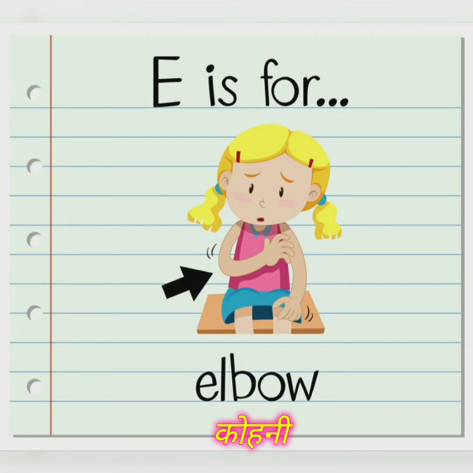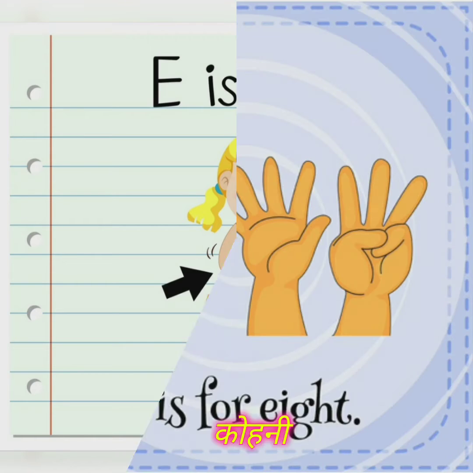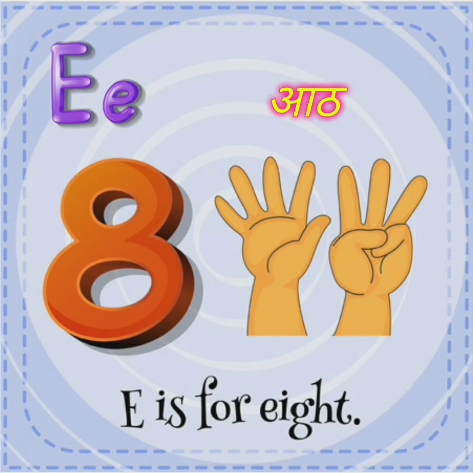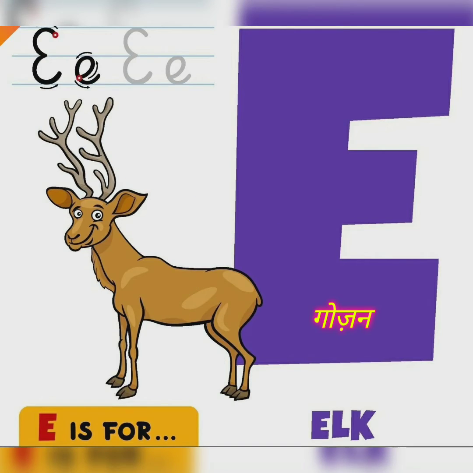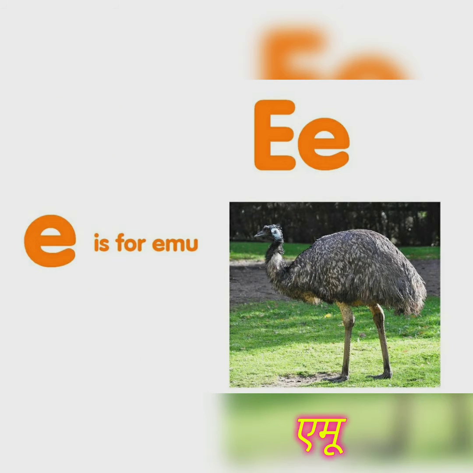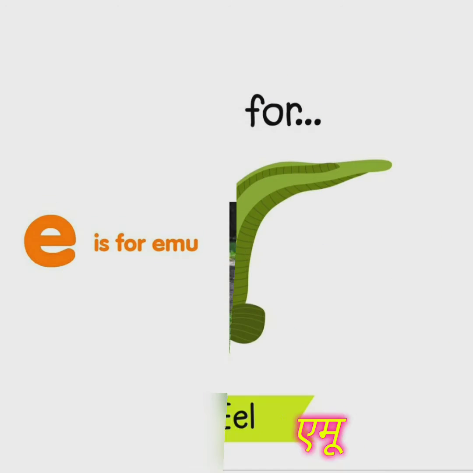Next is E for 8. 8 को हिंदी में 8 कहते हैं and it's a number. Next is E for elk. Elk को हिंदी में गोजन कहते हैं. And next is emu. E is for emu, and emu is the second largest bird after ostrich. Ostrich के बाद ये दूसरा सबसे बड़ा bird है.